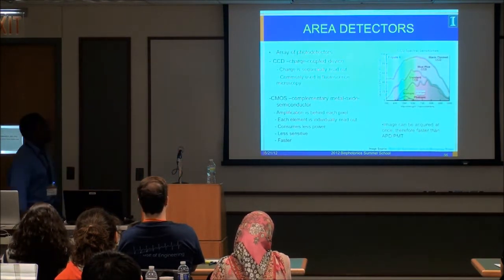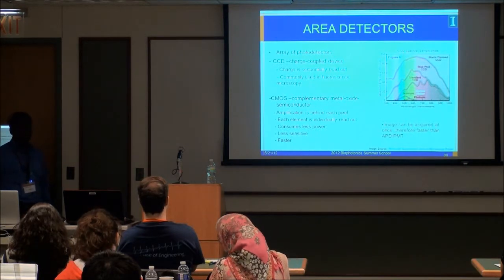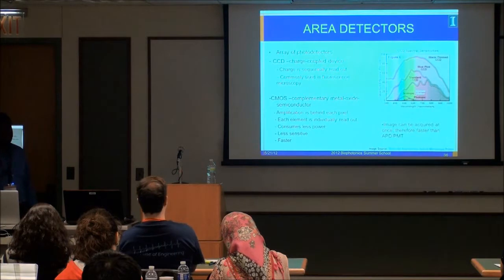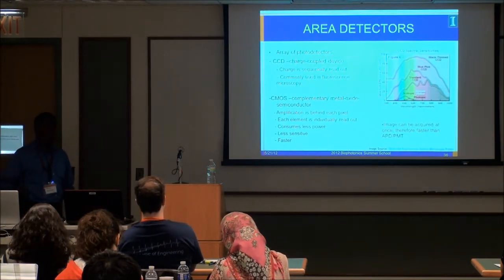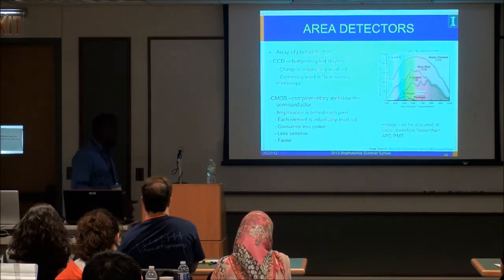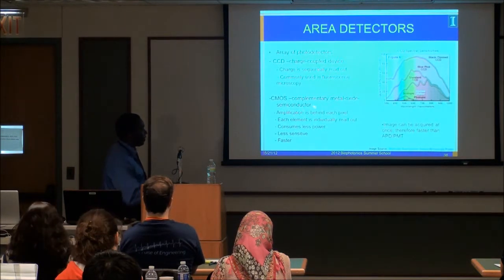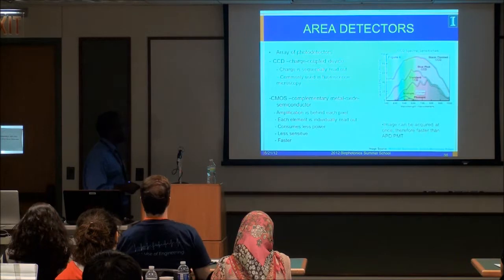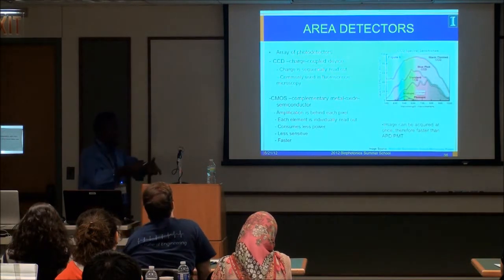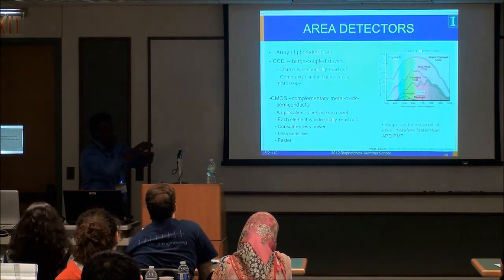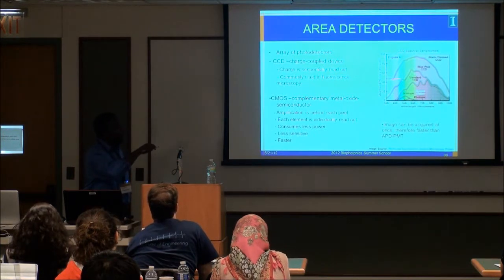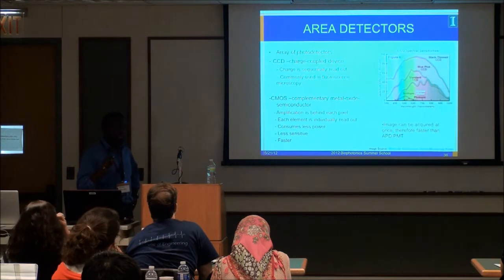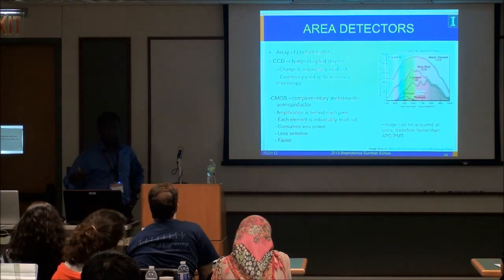Area detectors, it used to be such that the only detector type you would use was a CCD. Now you also have CMOS that's becoming more ubiquitous. As a matter of fact, I think they're trying to come out now with microscopes that have CMOS detectors with them. Essentially, instead of having a single detector, you have an N by M array of detectors. The difference between CMOS and CCD has to do with how things are read, effectively.